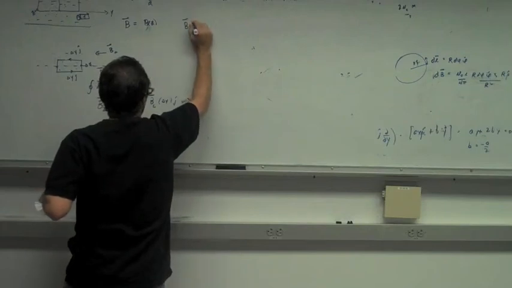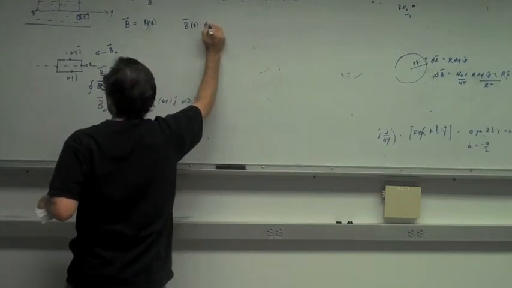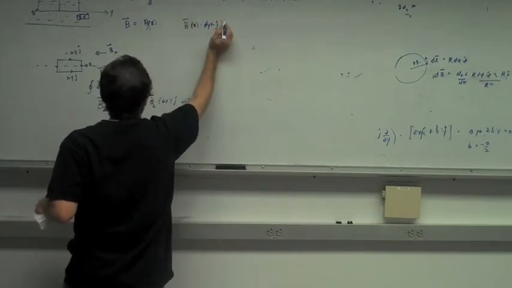dot b of z dot dy, isn't it? Yes. Minus j hat. That's all there is to it.